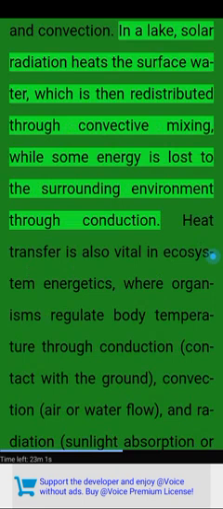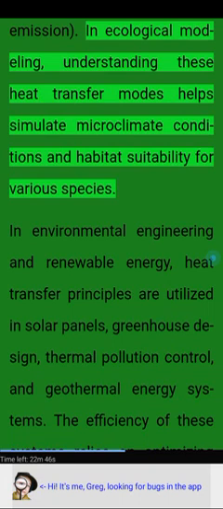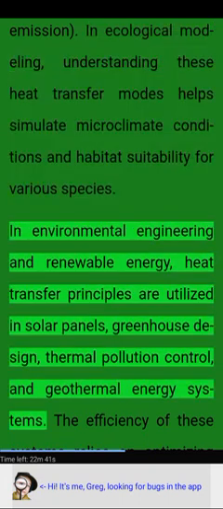In a lake, solar radiation heats the surface water, which is then redistributed through convective mixing, while some energy is lost to the surrounding environment through conduction. Heat transfer is also vital in ecosystem energetics, where organisms regulate body temperature through conduction, contact with the ground, convection, air and water flow, and radiation, sunlight absorption or emission. In ecological modeling, understanding these heat transfer modes helps simulate microclimate conditions and habitat suitability for various species.